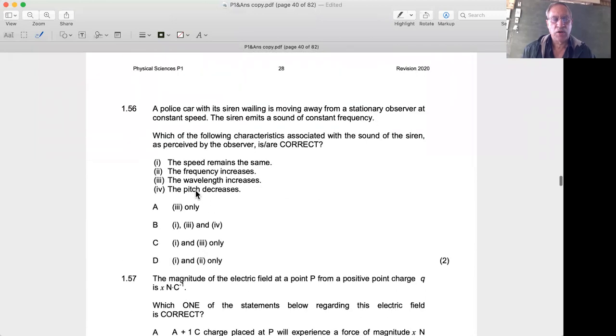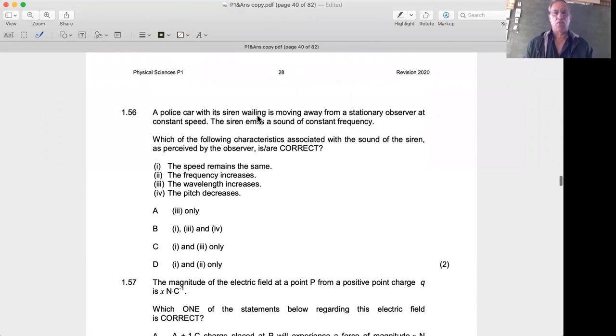We're looking for a police car with its siren wailing moving away from a stationary observer at a constant speed. The siren emits a sound of constant frequency. Which one of the following characteristics associated with the sound of the siren as perceived by the observer is correct? Police car is moving away from a station. The speed remains the same. Speed of sound always remains the same.